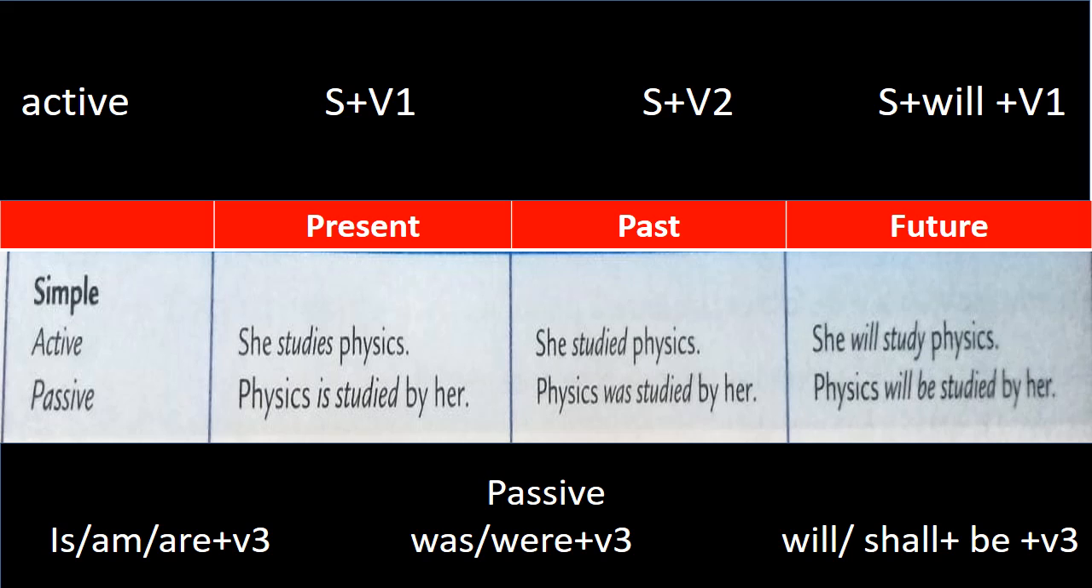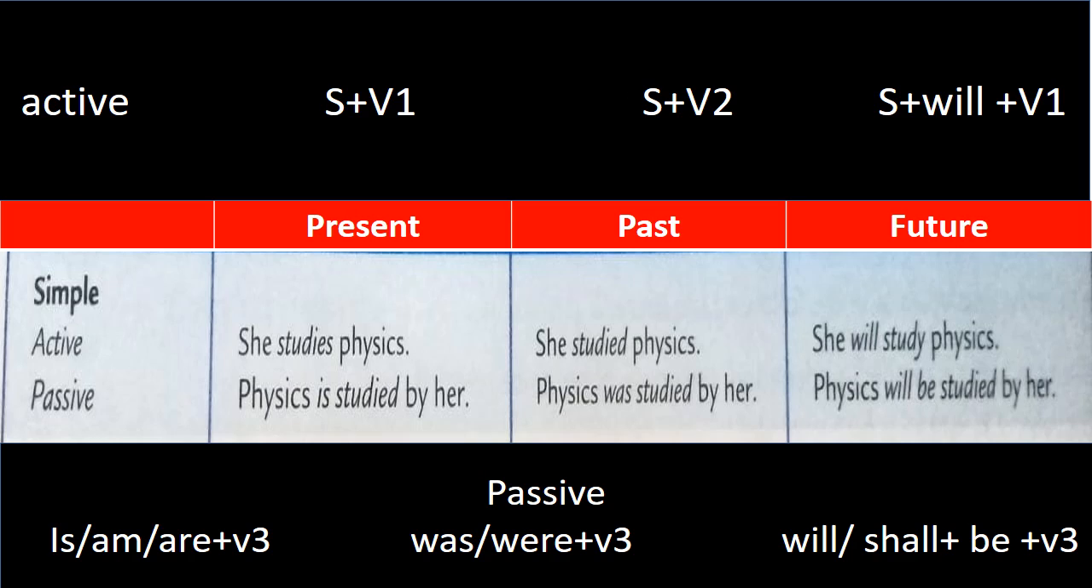If the main verb is in present tense, we use is, am, are and verb third. And if main verb is in past tense, we use was or were and verb third form. Rest of the rules remain same as I have discussed in the previous videos.